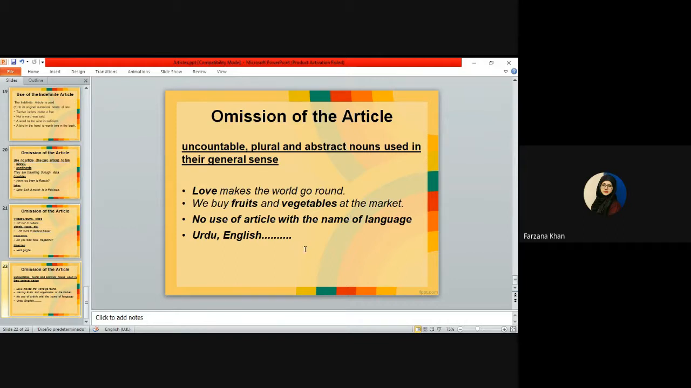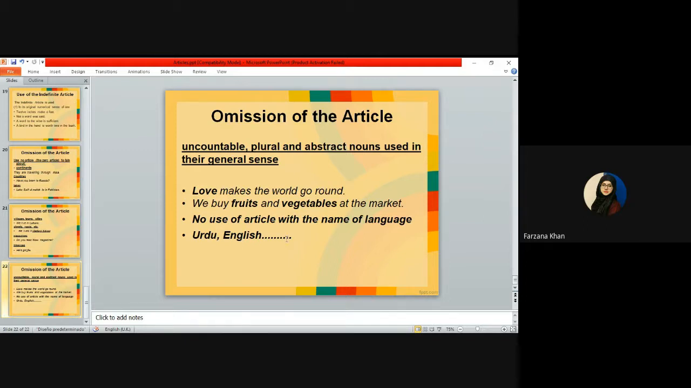Yes, let me tell you the most important point about the names of languages. Keep it in your mind that the names of languages never ever require the use of an article. You need to omit the article with the name of a language. It's Urdu, simply Urdu. It's not a Urdu, it's not the Urdu, right? It's simply English language. It's not a English, it's not the English.